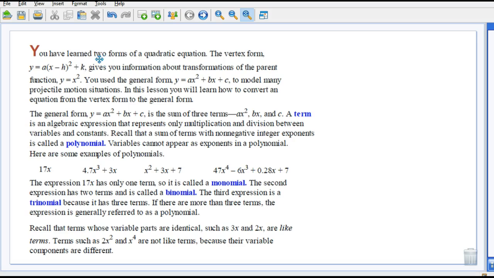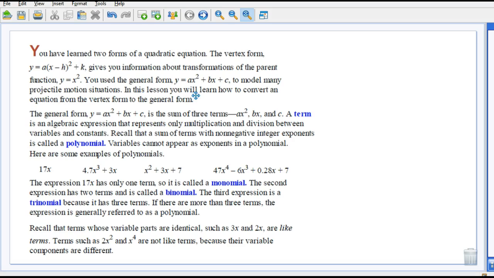You have learned two forms of a quadratic equation. The vertex form, y equals a(x minus h) squared plus k, gives you information about the transformations of the parent function y equals x squared. H and k, remember, are the vertex. It moves it to the right h and up k. You use the general form, y equals ax squared plus bx plus c, to model many projectile motion situations.